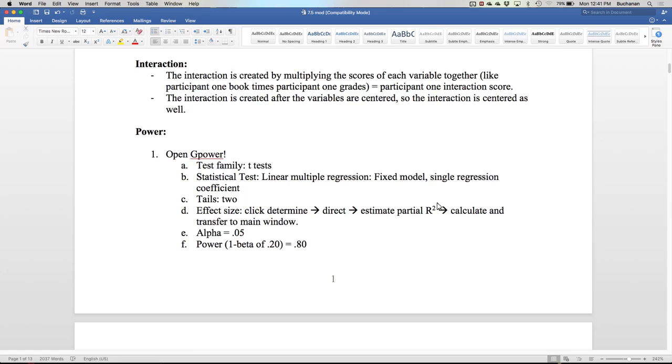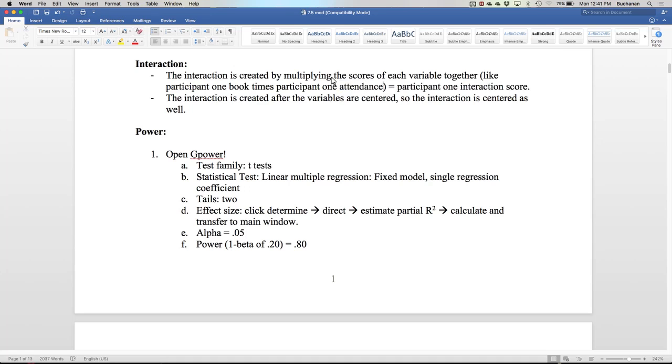All right, so the reason it causes you a problem to put the interaction in is because it's perfectly multiplied. So I just multiply participant 1's book times their attendance. Slight typo there. Instead of grades, you should say attendance. Their book score times attendance.